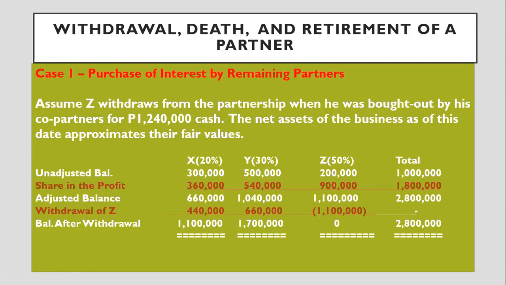Okay, so after the withdrawal of Z, what happened now? This is still case number 1. This is our amount after the profit sharing. And then after the withdrawal of Z, these are the shares because they're the ones who bought out Z. So balance after withdrawal, X now will have 1,100,000 and Y now will have 1,700,000. The interest of the partnership remains the same for the total capital.